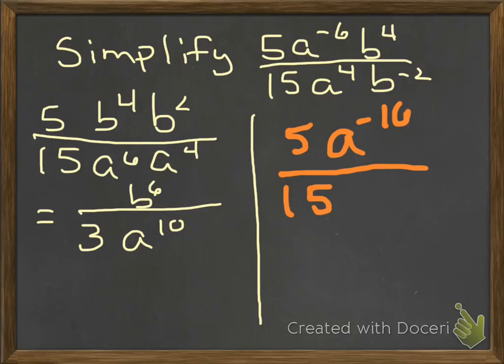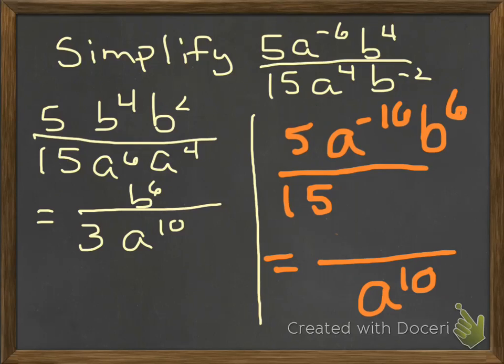And if you take 4, take away negative 2, you get 6, and so it will be b to the sixth in the numerator. To finish this, you still have to do the flip rule at the end. That a to the negative 10th goes to the denominator and becomes a to the positive 10th. b to the sixth stays put, and 5 over 15 reduces to 1/3, the same as before.